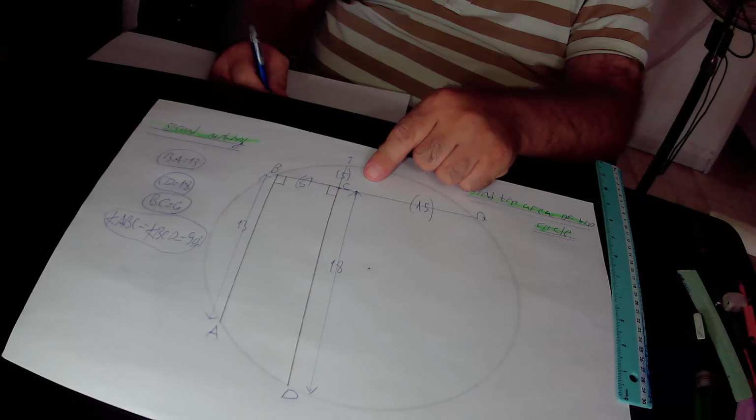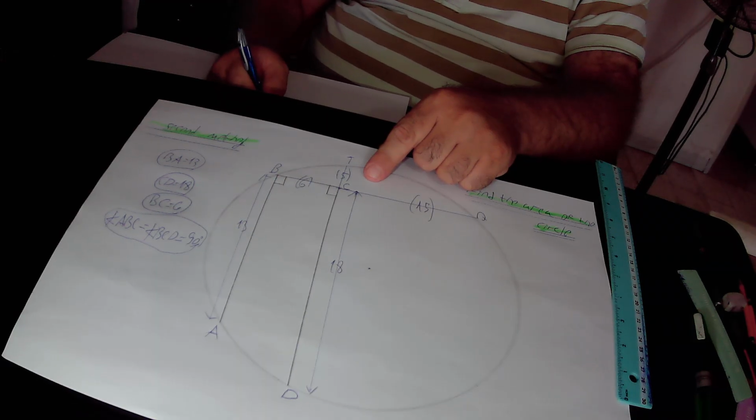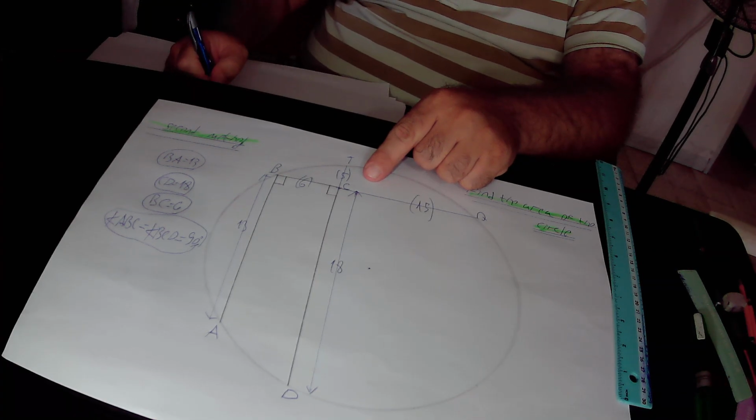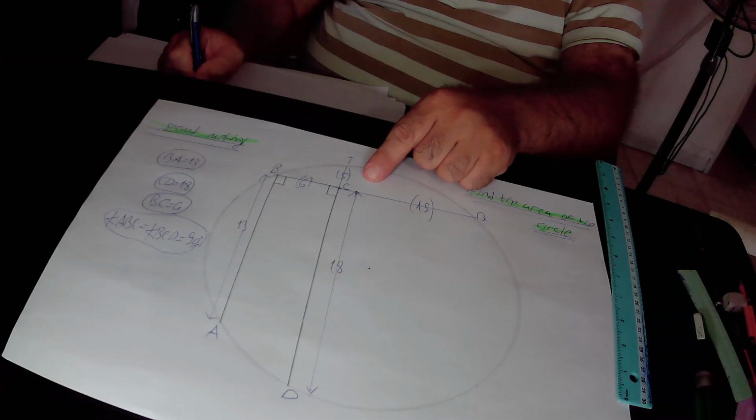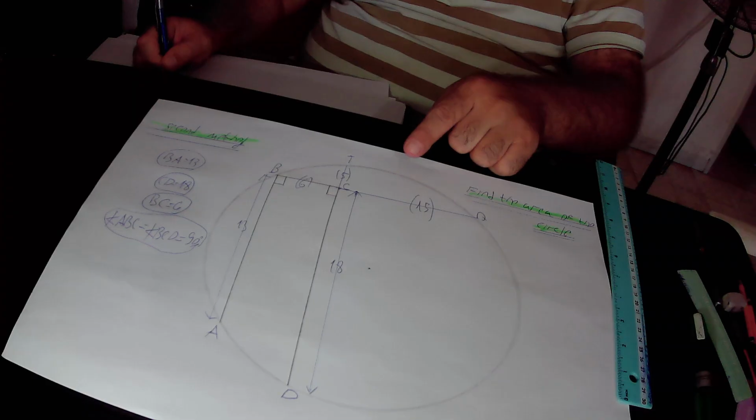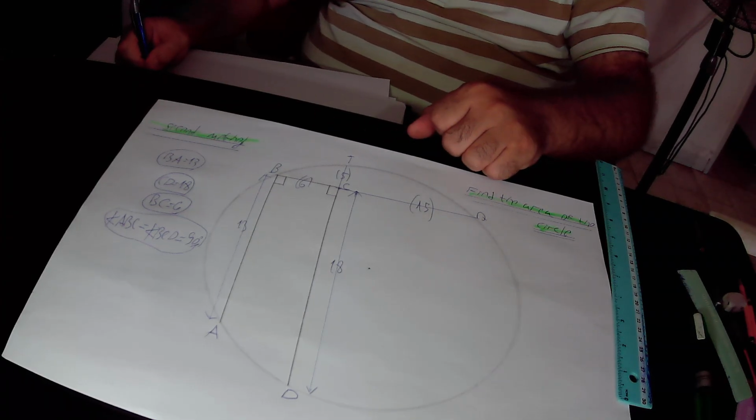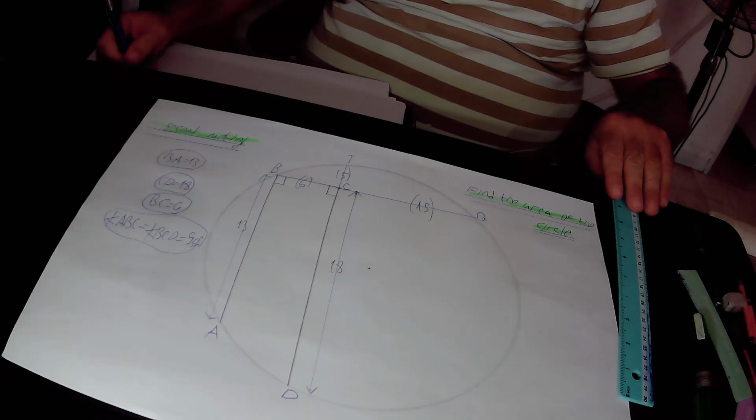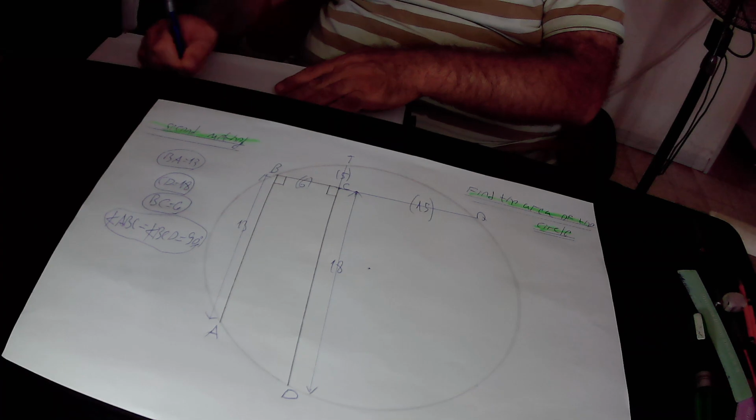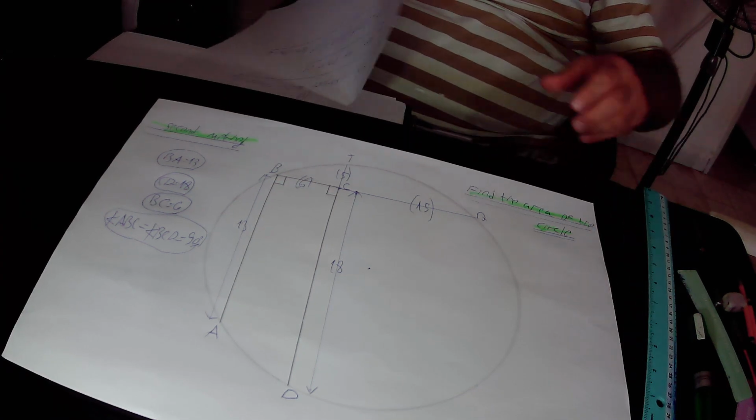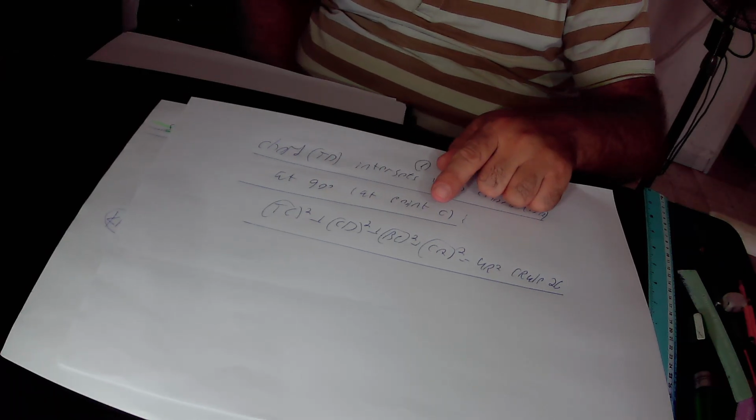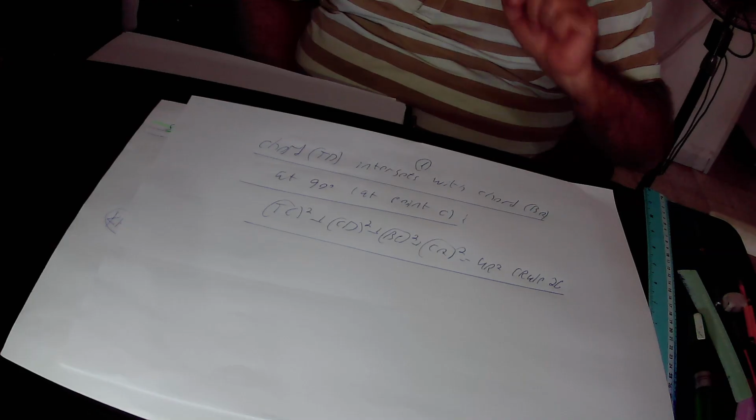That TC squared plus CD squared plus BC squared plus CQ squared equals 4R squared, and R is the radius of the circle. Repeating again, according to rule 26, the following equation is true: TC squared plus CD squared plus BC squared plus CQ squared equals 4R squared.